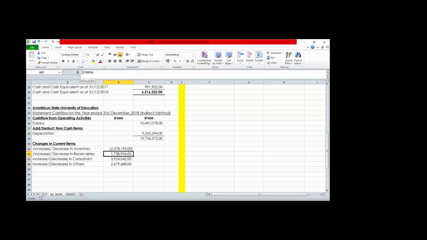Increase in inventory. There's also increase in receivable. That one will also be in brackets. Then this one that is decrease in payable, which is consultant, will also be in brackets. The last one, others, also reduced. We also factor in this. Then we now total everything together. Then we come here.